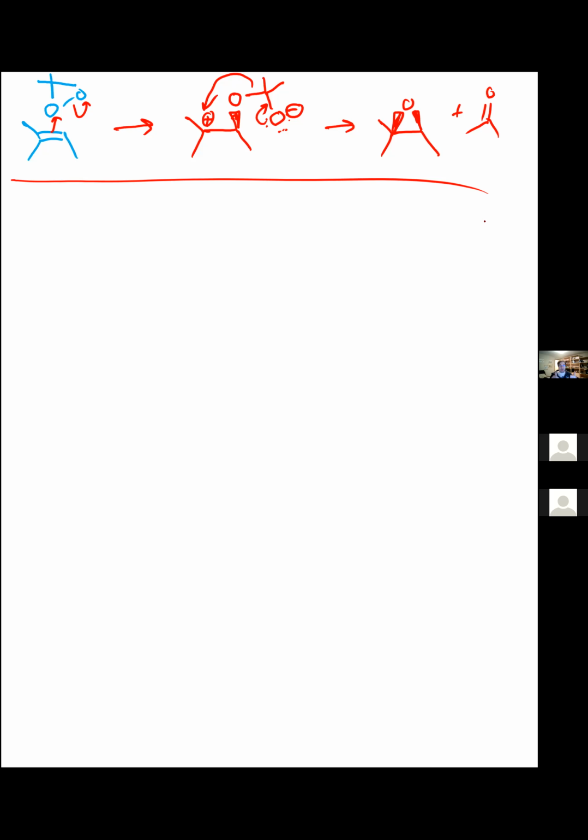Okay, so epoxides. Awesome. With DMDO, you can make other epoxides out of this too.